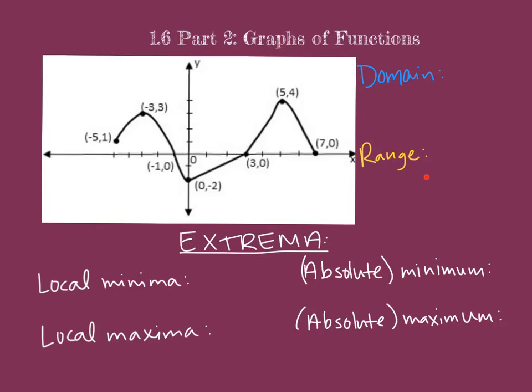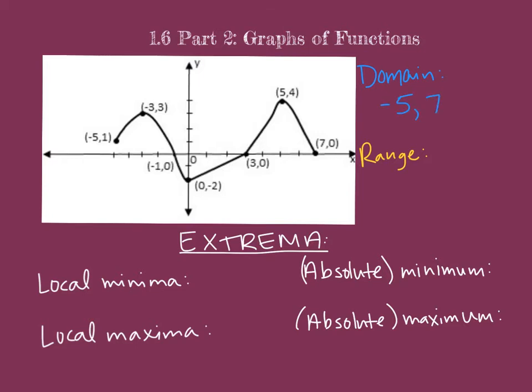Now this graph does not shoot off to infinity in any of the four directions because we can see it literally begins and ends right at these 2 points as we go left to right. So when we're looking at our domain, we're looking left to right. Domain is x values, so the smallest x value is -5, and the largest x value is 7, and it goes that entire time. There's no gaps or jumps or anything like that. So our domain goes from -5 to 7.